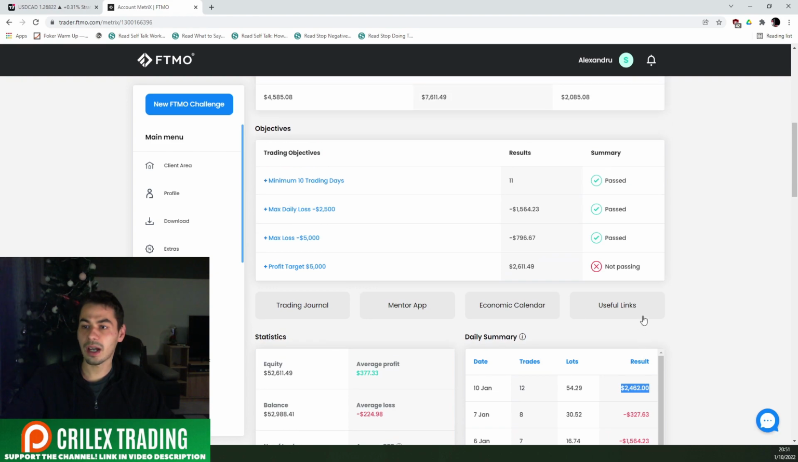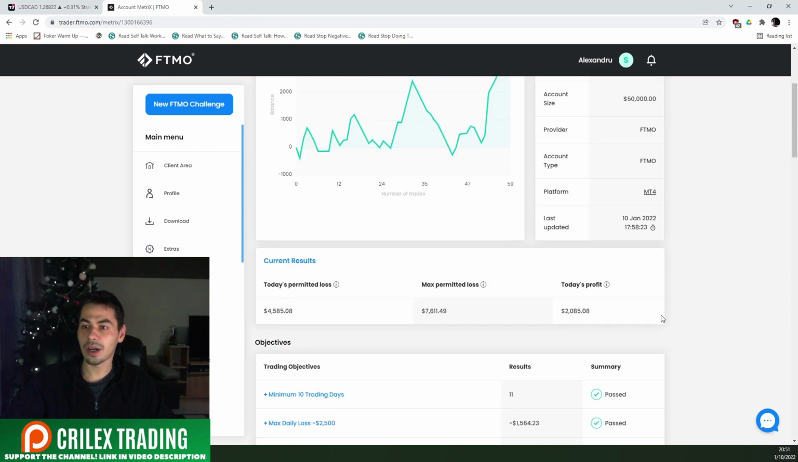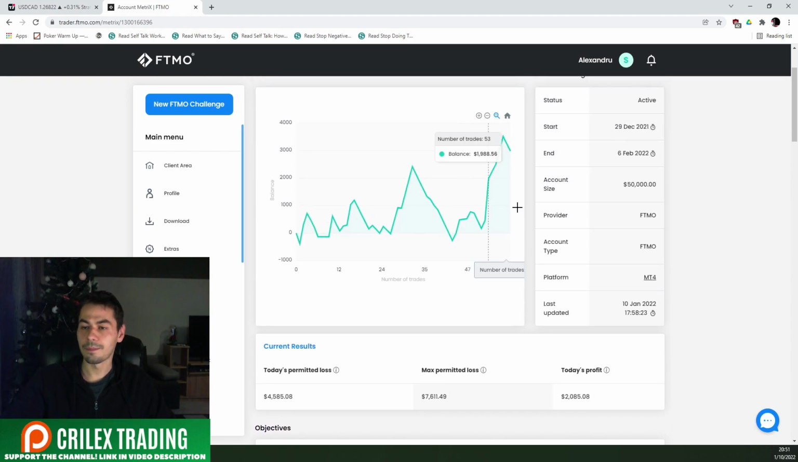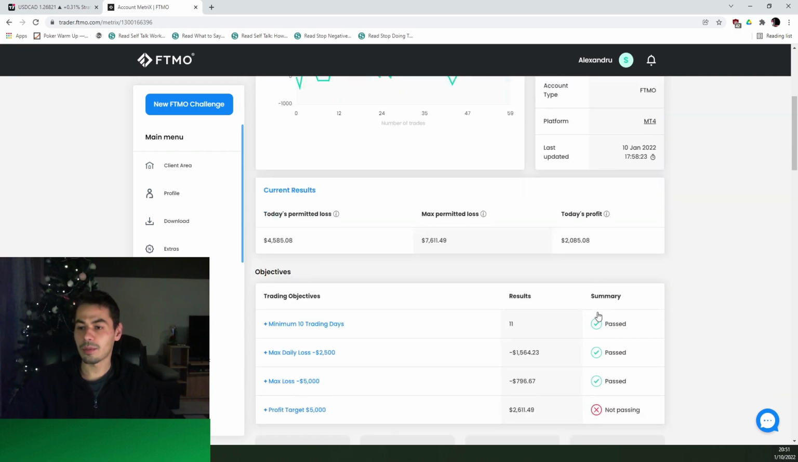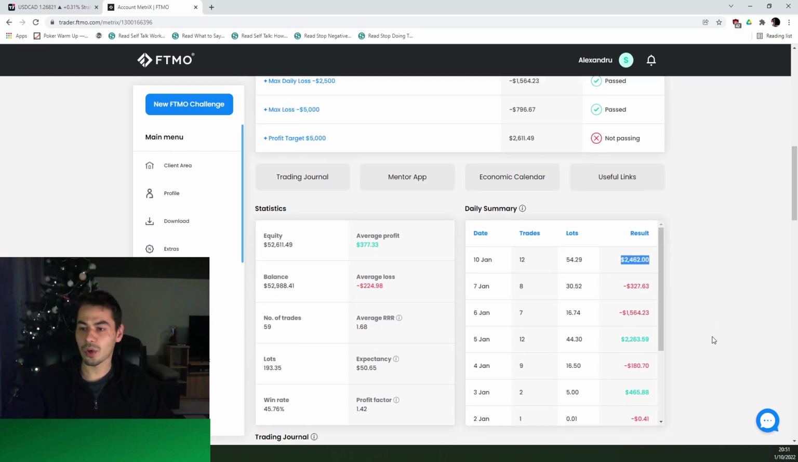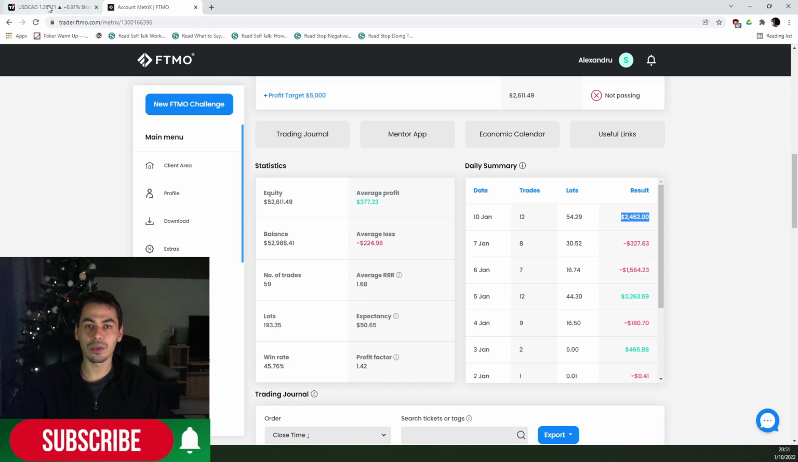This is the graph of the account, and so far on the account we are up almost 6%, but this is without counting the trade that is still running on the US dollar Canadian dollar. Nothing really much to show on the metrics, so let's go to review the trades.